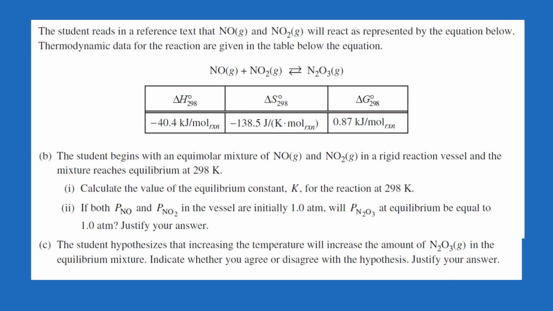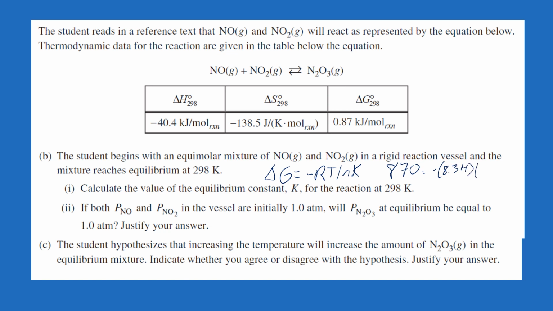Now the NO and NO2 will react as shown, and they give us thermodynamic data, so our delta H, delta S, and delta G. Notice delta S is in the wrong unit there. Okay. That's a common occurrence. They usually give it to you in joules. You typically will need to change that into kilojoules. So for part I, we want to calculate the value of the equilibrium constant K for the reaction. And to do that, we need to use the delta G value. So our equation delta G equals negative RT ln K. Our delta G, we need to put that in joules for this equation. So 870 joules. Our R is 8.314.